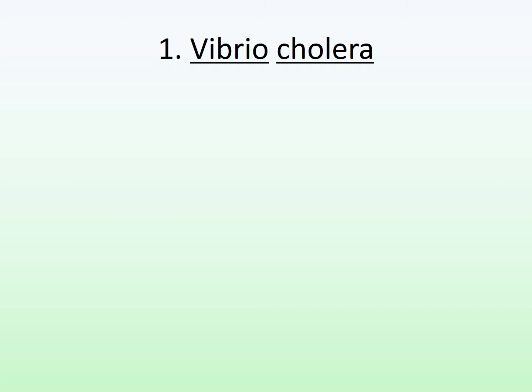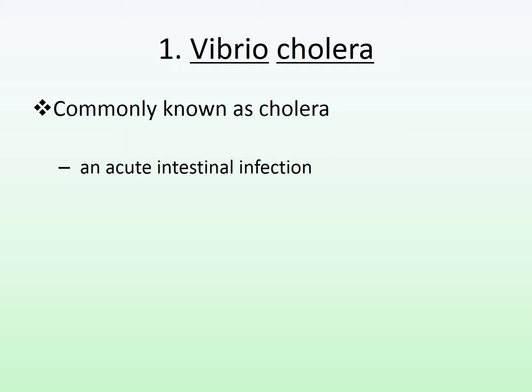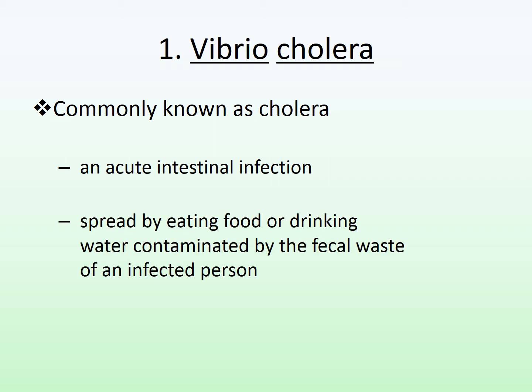So let's talk about the first one. That's Vibrio cholera. We just simply know it as cholera. I gave you the scientific name, but everybody just simply knows it as cholera. Technically, cholera is an acute intestinal infection. It's traditionally spread by eating food or drinking water that has been contaminated by the fecal waste of an infected person.